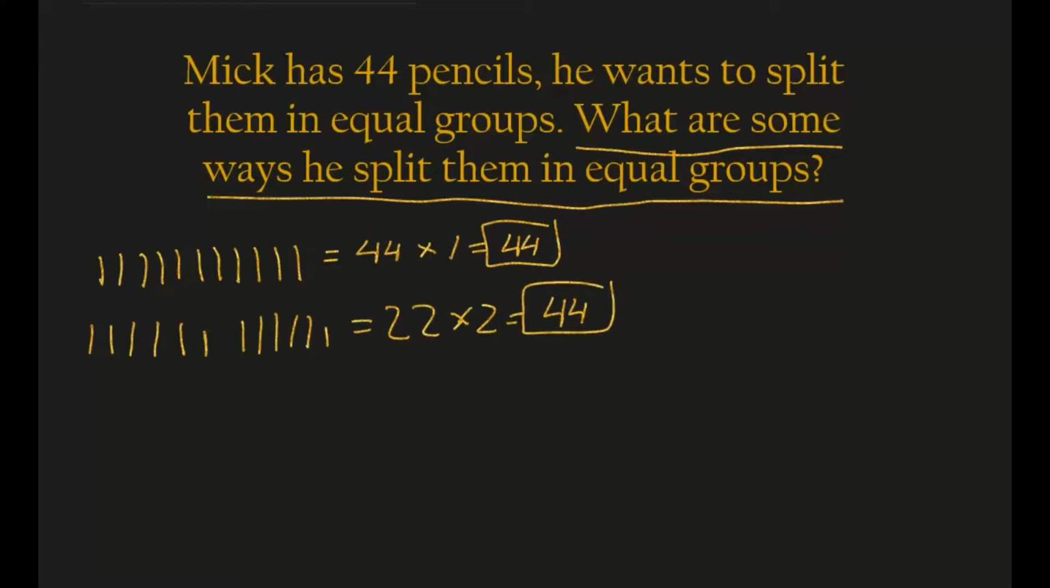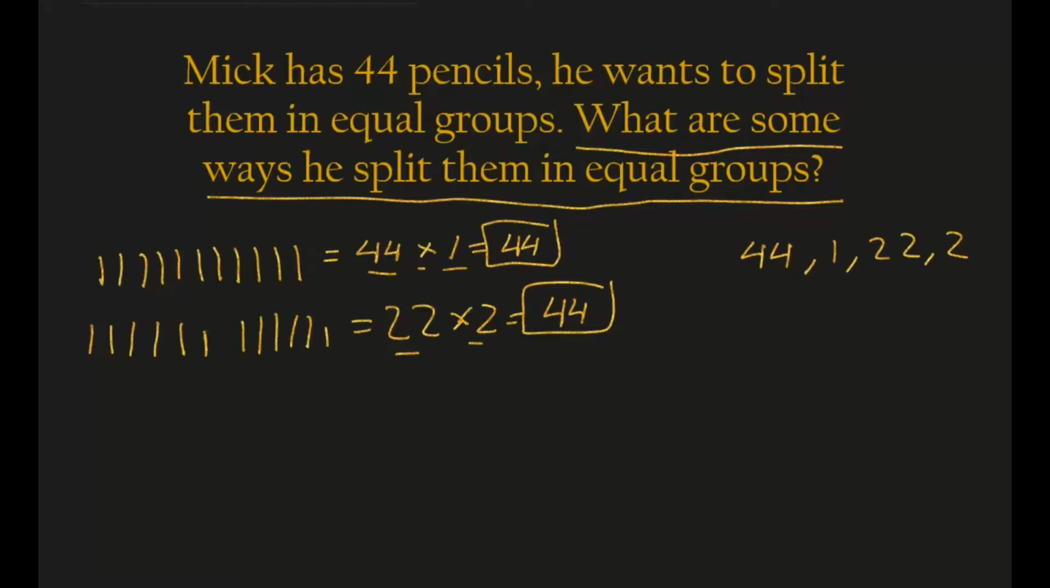So what does this have to do with multiplication? Well, we are multiplying numbers to find out if these are actually factors of this number. So let's keep doing this until we find all 6 factors. So right now we have 44, 1, 22, and 2. Now we need 2 more factors. That means we have to do this one more time.